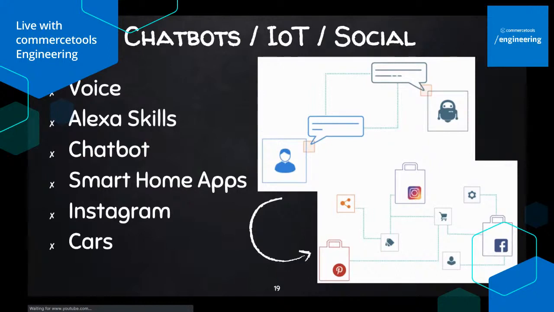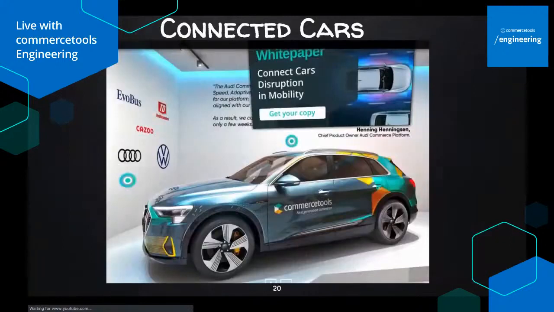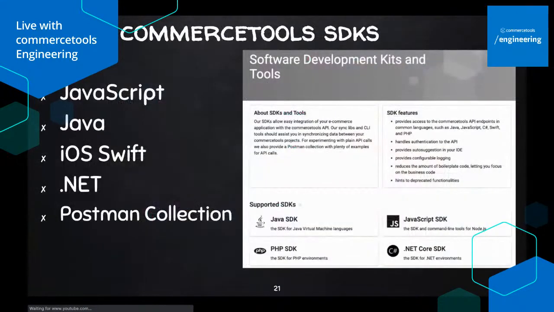A final example is connected cars. You have a car interface where you can order in-car purchases through the interface or through your voice. You could order parts for the car or any other item that you can think of. This would all be created using a serverless backend. You could use the API gateway for this service layer.